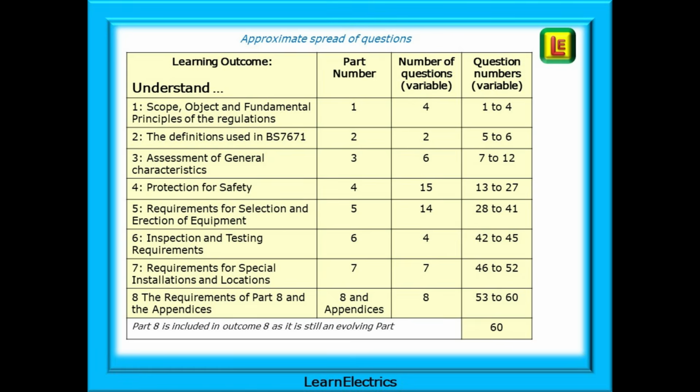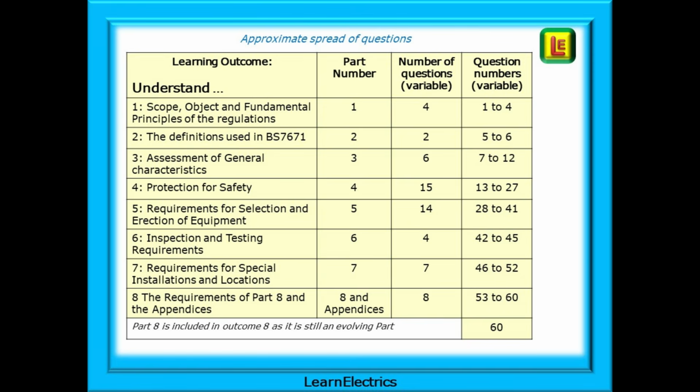The exam has several learning outcomes. The exam is broken down into separate sections of learning and understanding. Each outcome matters, but each is also rated on importance, and the more important outcomes have more questions than others. For example, Protection for Safety, Part 4, and Selecting and Erecting Equipment, Part 5, are very important in our work, to the extent that, together, those two parts make up almost 50% of the exam questions.